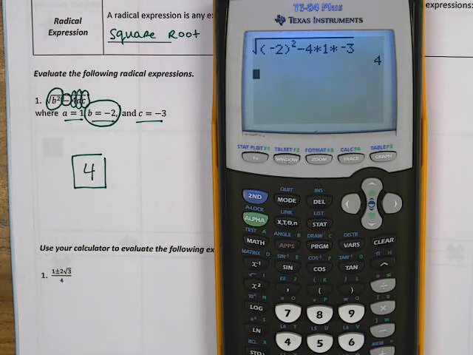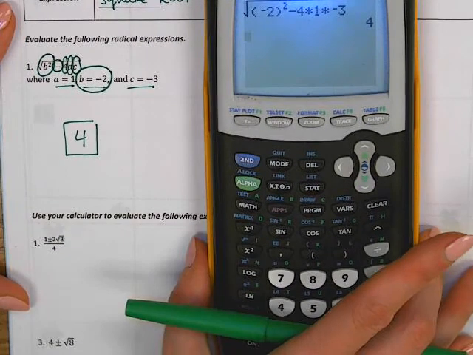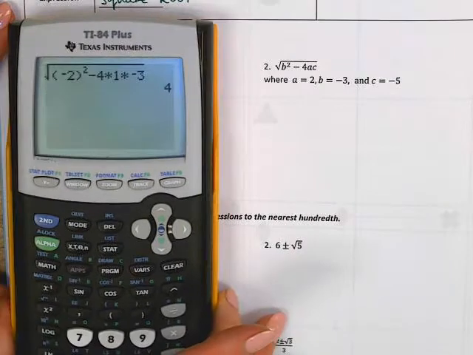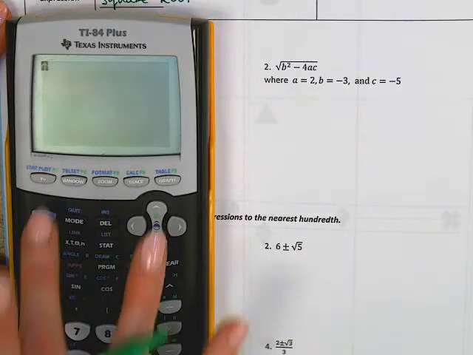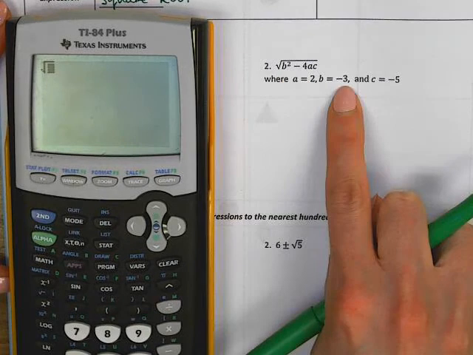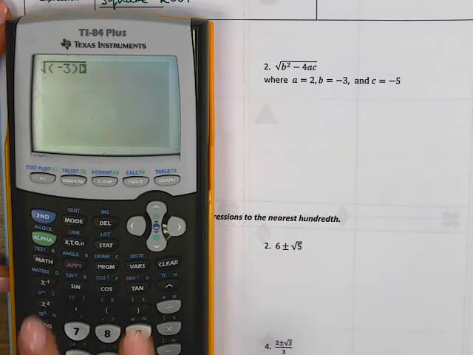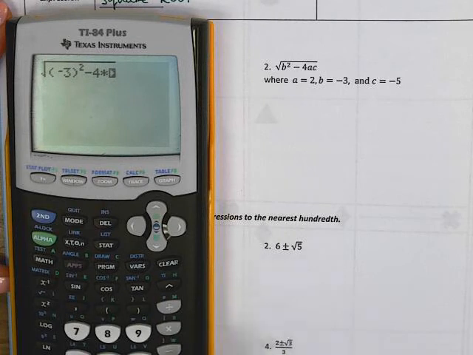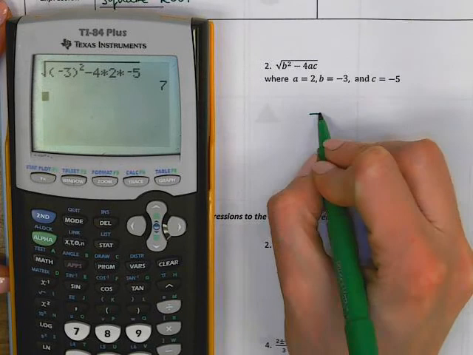Okay, super easy. I'll run through number 2 just in case you guys needed a little more help. So number 2, one more, square root b squared, so b is -3 in parentheses squared, minus 4 times a is 2 times c is -5. You should get 7 if you guys want to try that one.